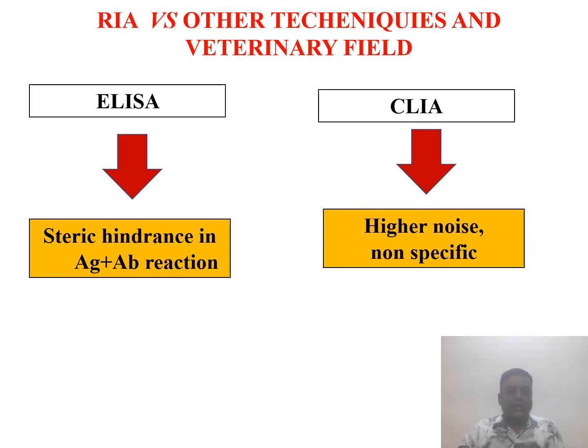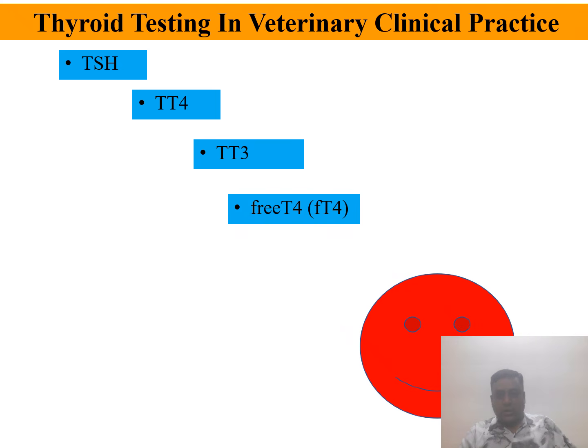The commonly used methods are ELISA, CLIA, and RIA, where RIA is the gold standard, with which smaller and smaller concentrations of hormones can be estimated. In ELISA, precision or accuracy is more in readiness. Now, thyroid testing in veterinary clinical practice generally uses TSH, total T4, total T3, and free T4.